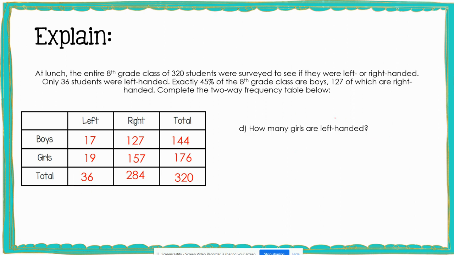Your last question asks how many girls are left-handed. So I'm going to look at my girls row and my left-handed column, and they meet right here. So that means that there are 19 girls who are left-handed.